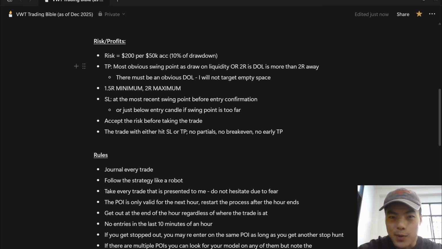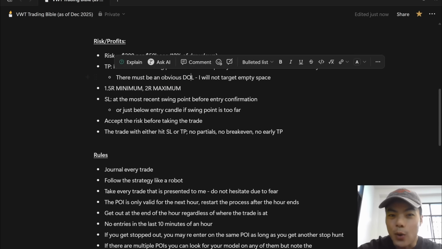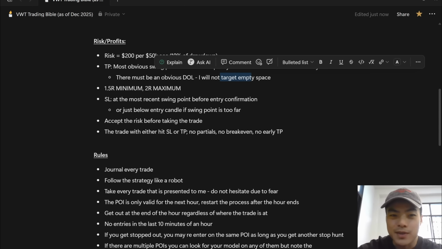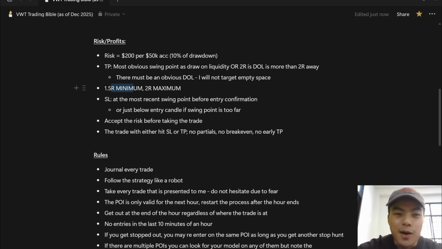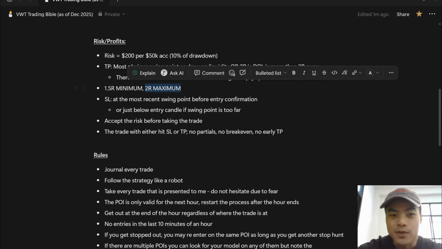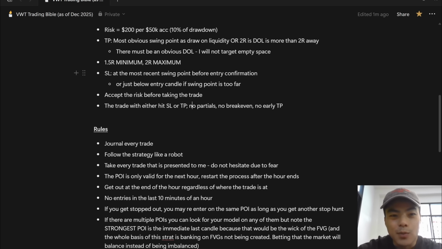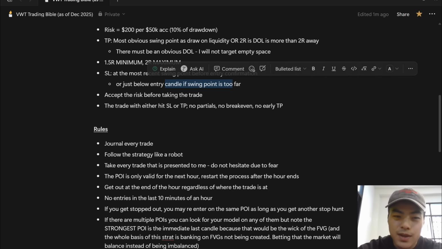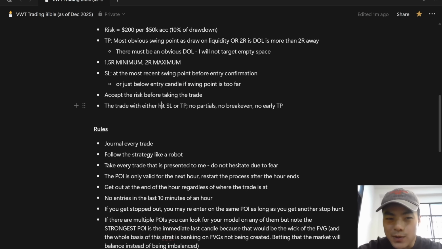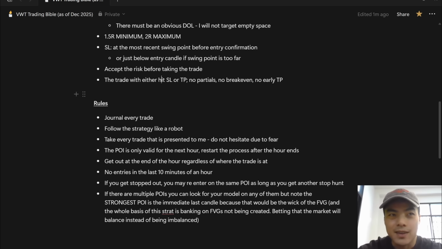TP at the most obvious swing point or draw on liquidity. Must be an obvious draw on liquidity. I will not target empty space, so there must be a target. 1.5R minimum, or I will not take it, and I will cap my profits at 2R max. Stop loss will be at the most recent swing point, or if it's too far away, I'll put it just below the entry candle. The trade will either hit stop loss or take profits. I will not take any partials.